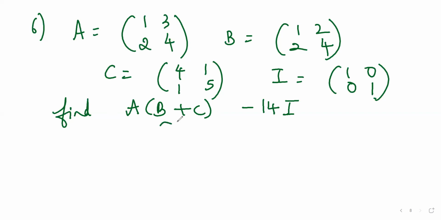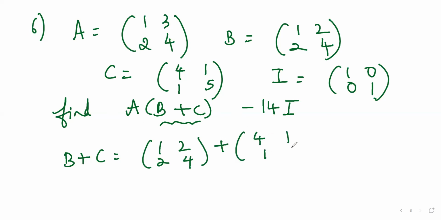So we might as well find out this B plus C. Okay, what is B plus C? See, all are 2 by 2 matrices. So when you just add them, B plus C, what do you get? 4 plus 1, 5. Add the corresponding elements. 2 plus 1, 3. 2 plus 1, 3. 4 plus 5, 9.